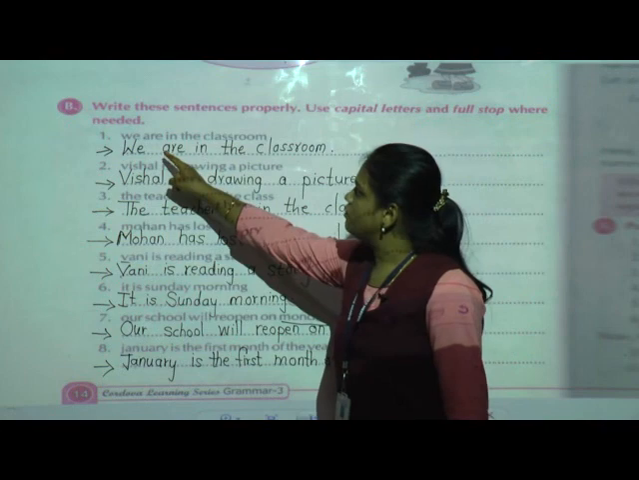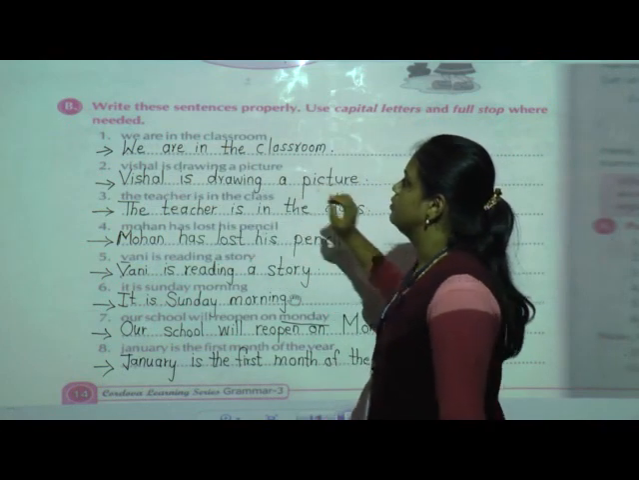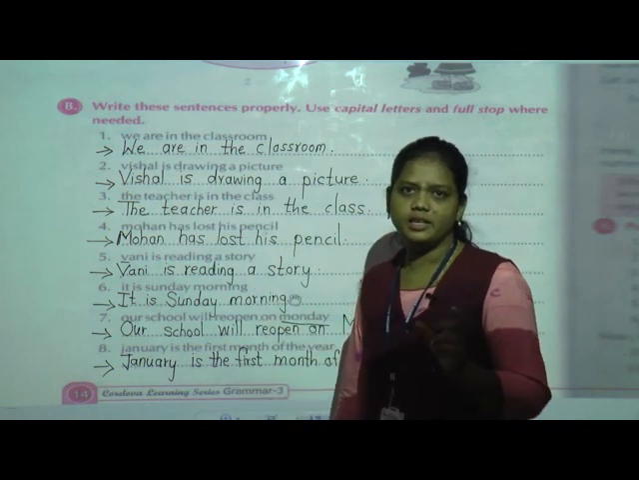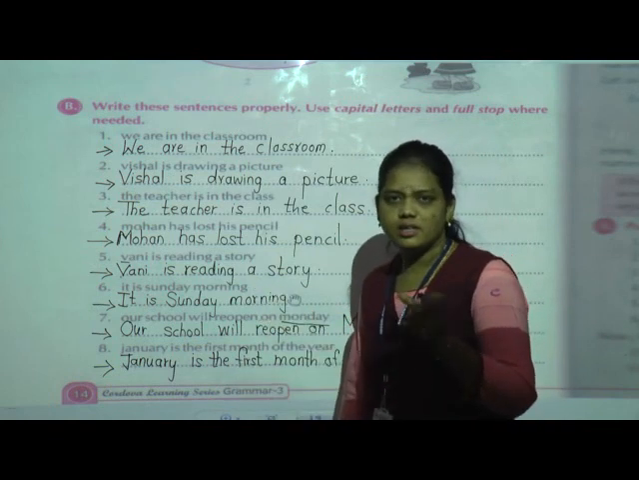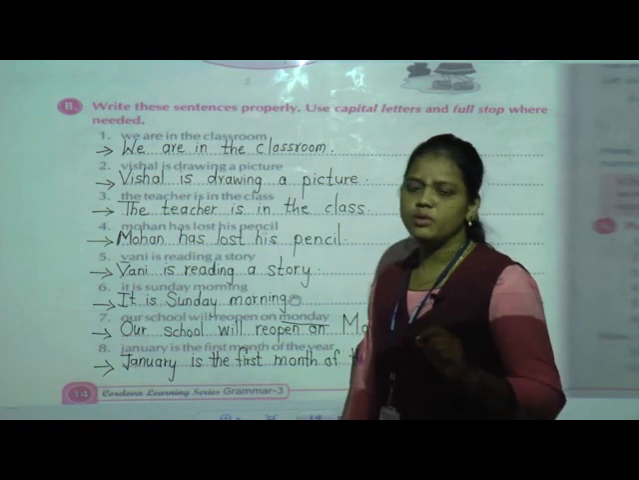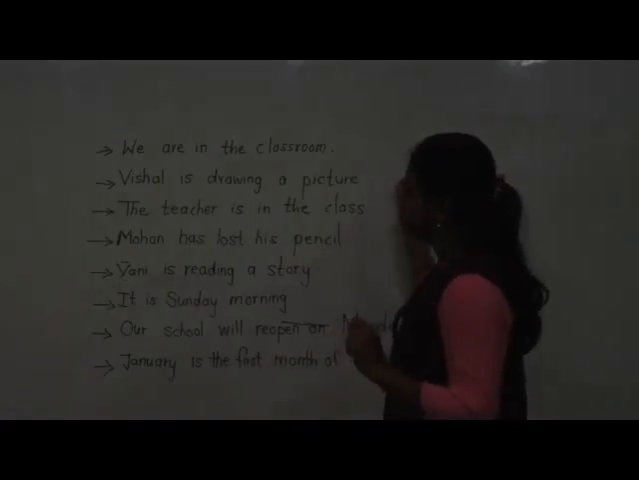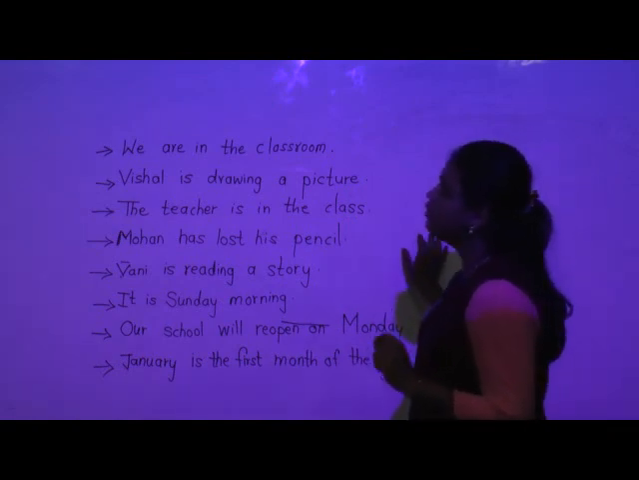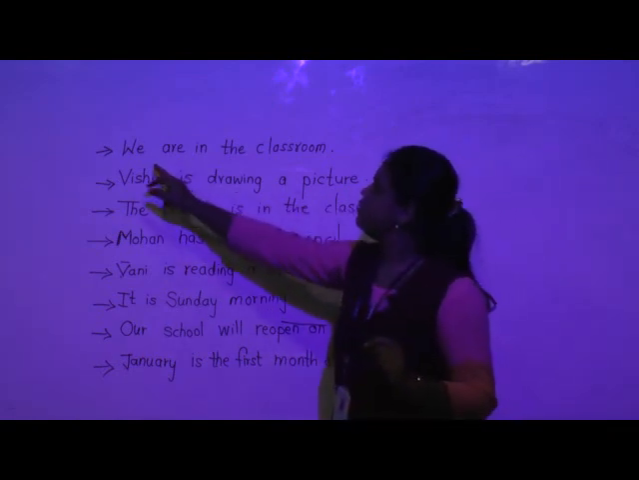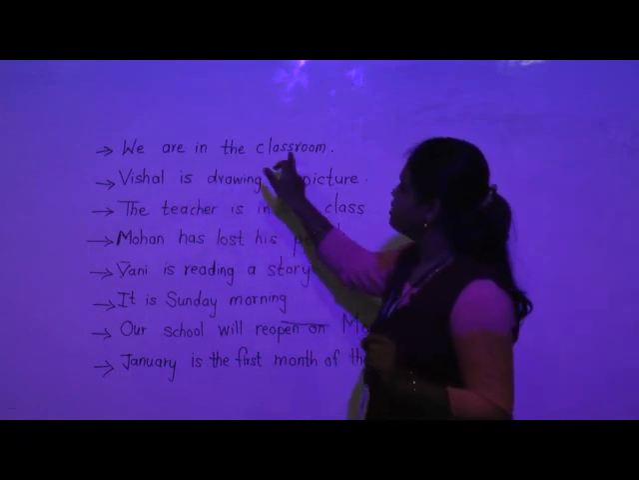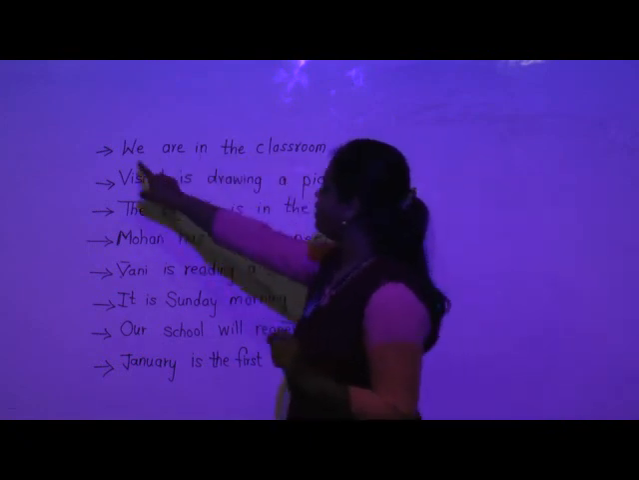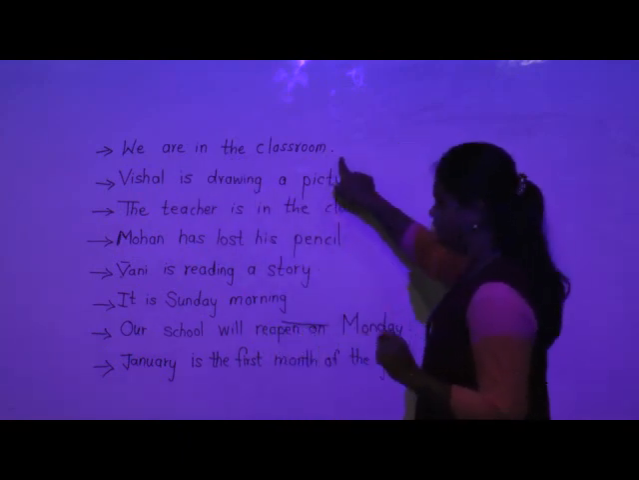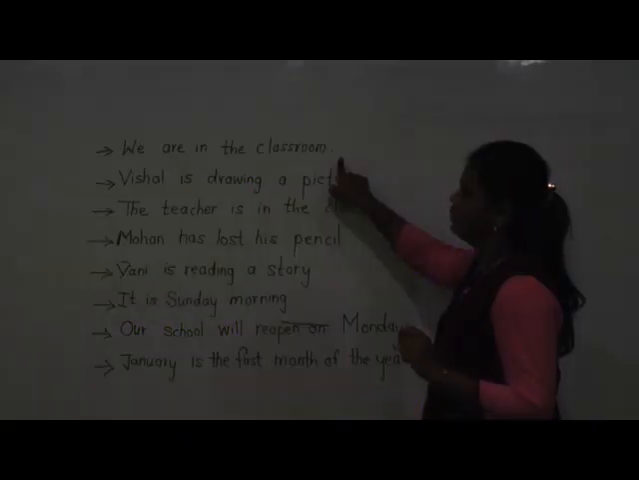Okay. First one is we are in the classroom. This is the sentence. There is no capital letter given, and after ending the sentence no full stop is given. So what we have to do? We have to just follow the instruction that is given. Now the answer is, We are in the classroom. Here we, W I wrote capital letter, and after ending the sentence I have given the full stop. Okay.